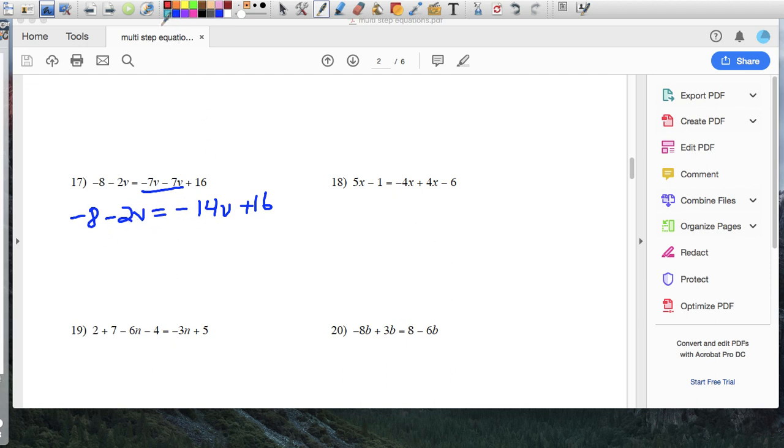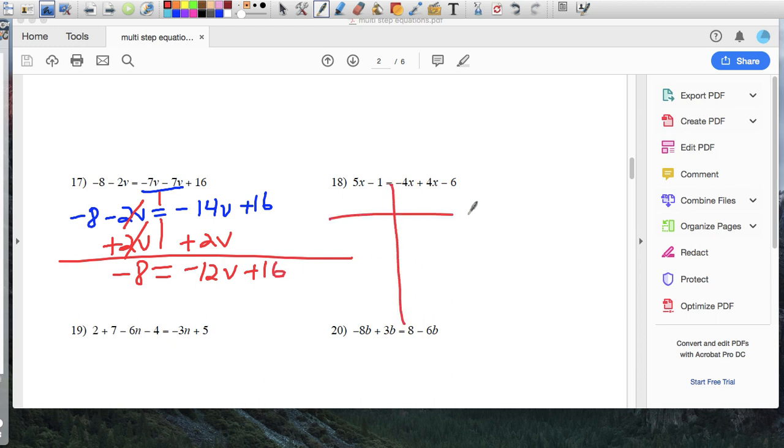So let's get rid of this v here on the left side. I'm going to do plus 2v, and I'm going to do plus 2v here. These two go out. I have negative 8 left over. Negative 14 and plus 2v is negative 12v plus 16. Now I can write my story. v is being multiplied by negative 12 and then added to 16, which all equals negative 8.